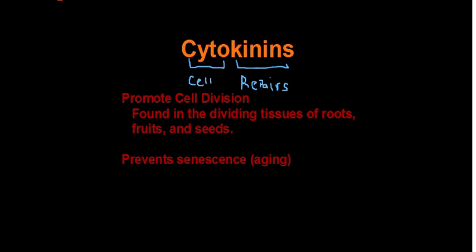It promotes cell division. And where is it found? Well, it's found in the dividing tissues of roots, fruits, and seeds. And also, strangely enough, or cool enough, it prevents aging, or senescence. And we are finding out that the cytokinin hormone has all these anti-aging properties. So that's just a cool little tidbit there.